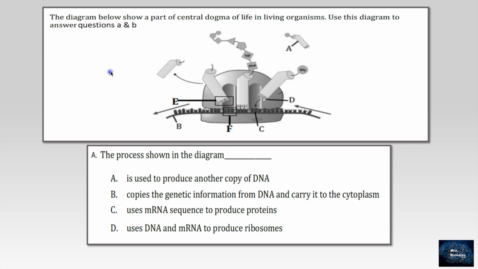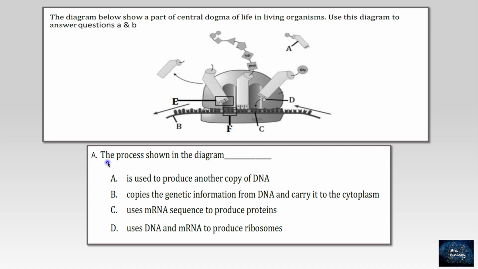Let's read this question. The diagram below shows a part of the central dogma of life in living organisms. Use this diagram to answer questions A and B. Actually, the central dogma is the journey of changing DNA codes to protein, which includes 2 processes, transcription and translation. If we just focus on this diagram, we'll find this is translation. This is the ribosome, and this is the messenger RNA. This is the transfer RNA that brings the amino acid to translate the messenger RNA.